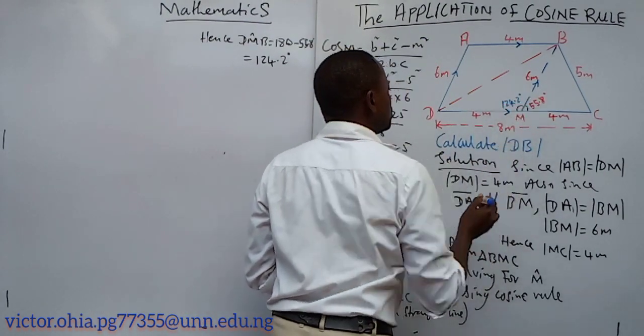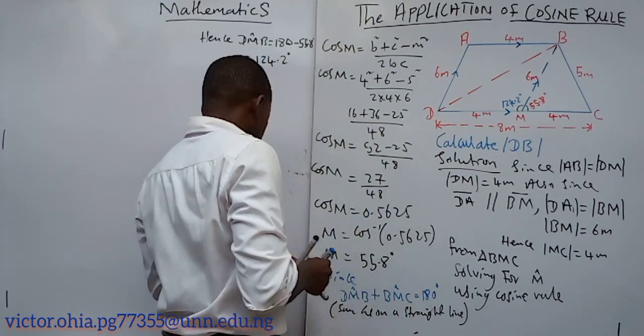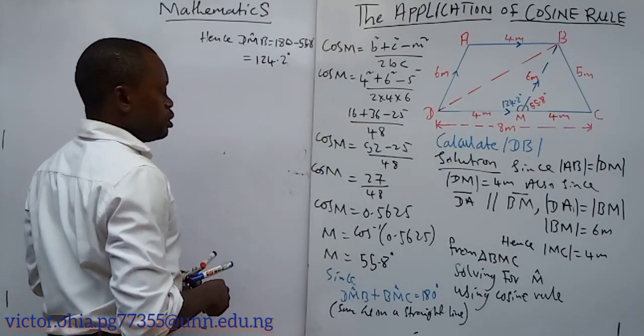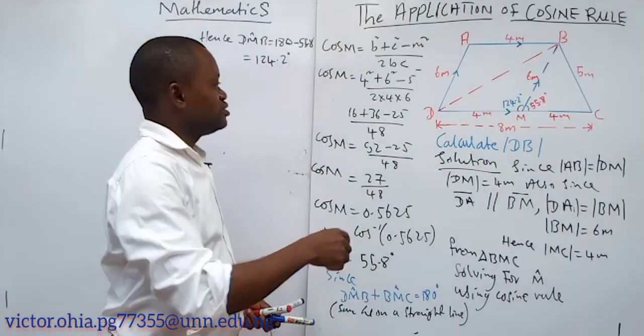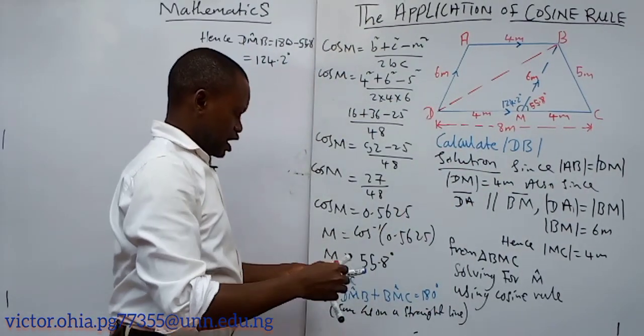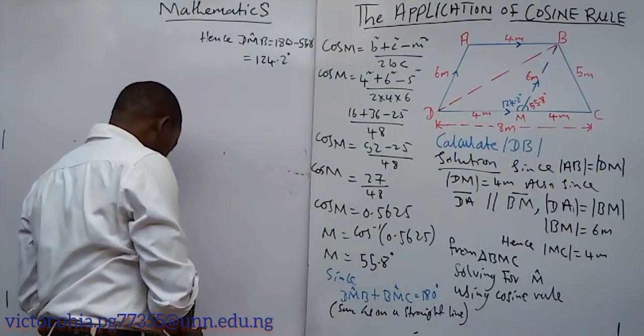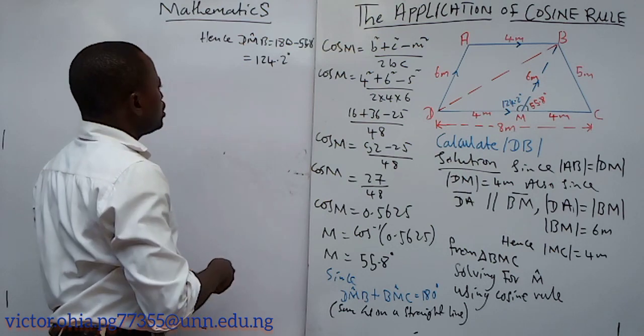124.2 degrees. That's what we're able to obtain for that. Now, remember, we've not been able to solve DB. All these things are procedures that will help us to reach there.